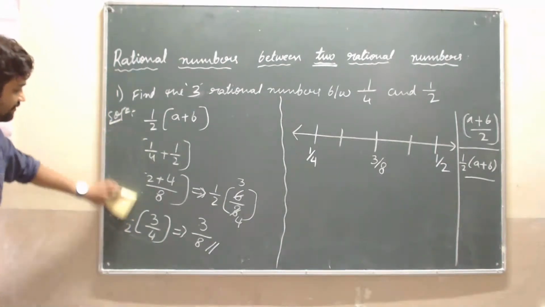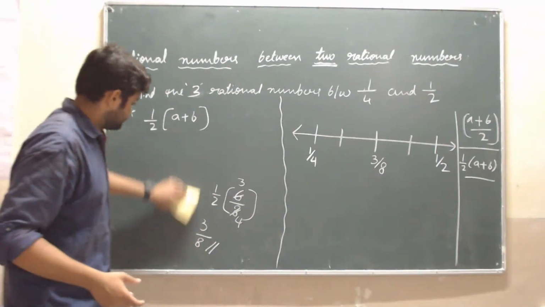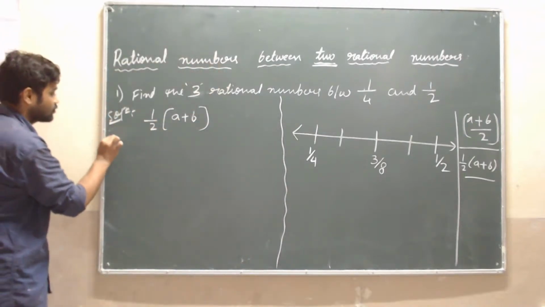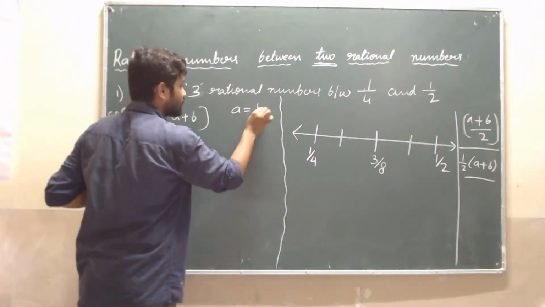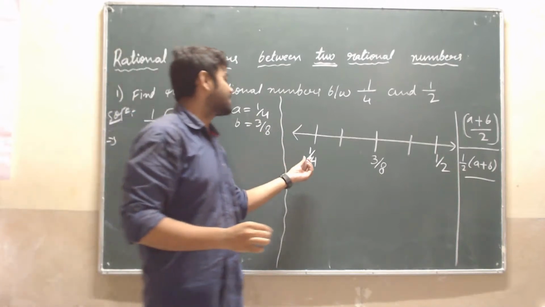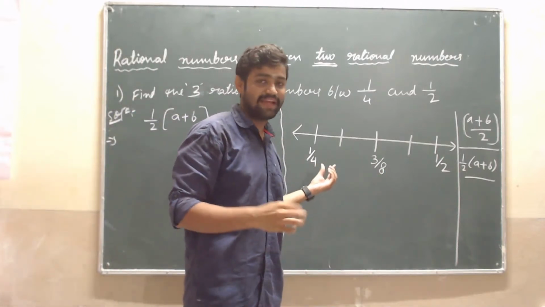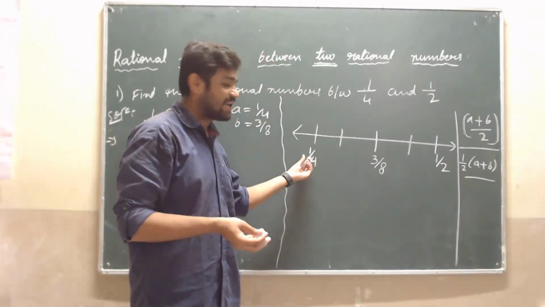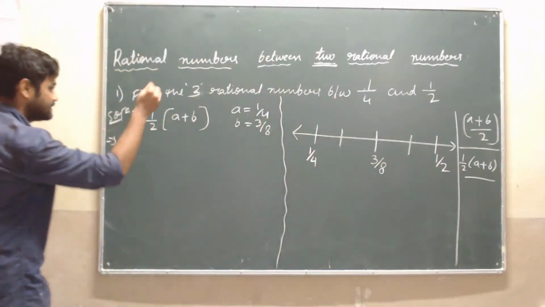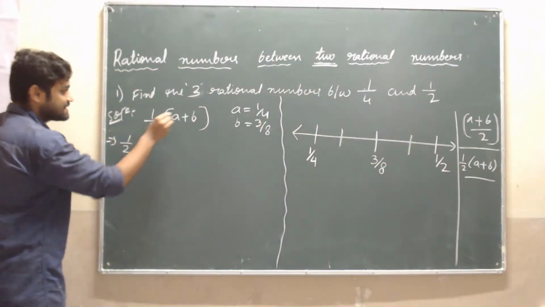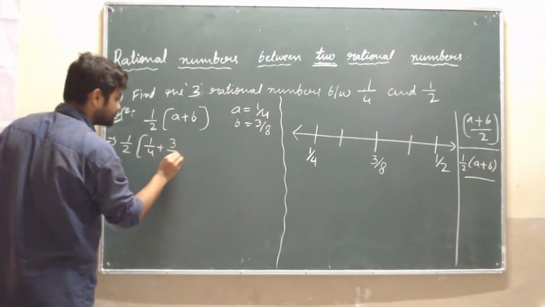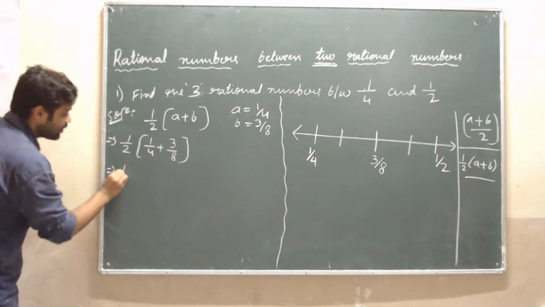Then the second one. Solution: here a is equal to 1 by 4 and b is equal to 3 by 8. Why, sir? Because we are finding the rational number between 1 by 4 and 3 by 8, and exactly these rational numbers will be between 1 by 4 and 1 by 2 only. Okay? 1 by 2 is as it is, and a is equal to 1 by 4 plus b is equal to 3 by 8. See here, 1 by 2 as usual.